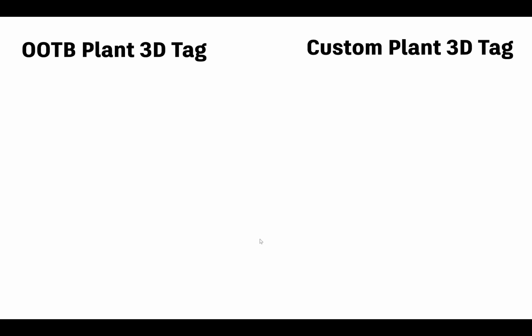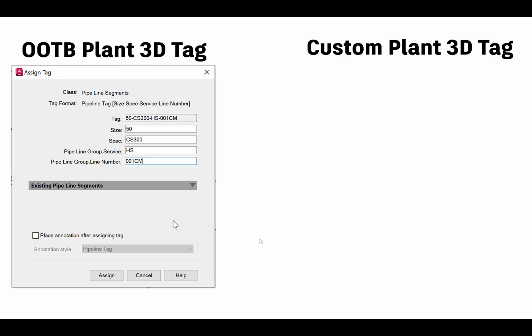So ideally, if you're using Plant 3D for the first time, I'm very sure you must have come across this dialogue that appears here when you want to assign a tag. This is your usual pipeline segment, which is the default one.